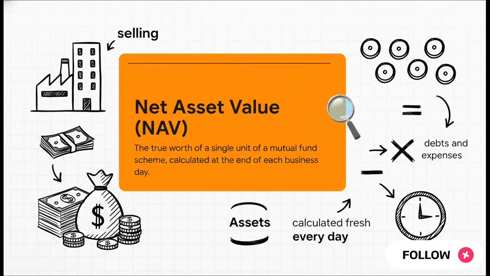To put it really simply, imagine if, at the end of the day, the mutual fund decided to sell everything. Every stock, every bond, all of it. Then they pay off all their bills and expenses. The money that's left over, divided by all the units everyone owns, that is the NAV. It's the real, honest-to-goodness value, and it gets a fresh calculation every single day.